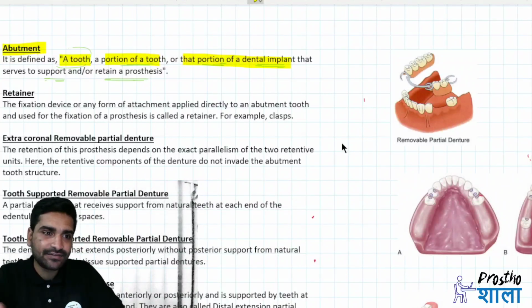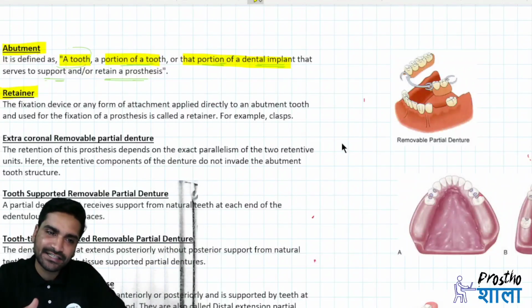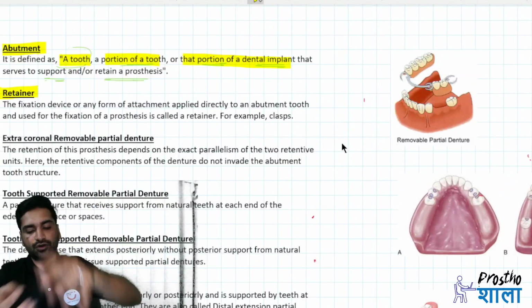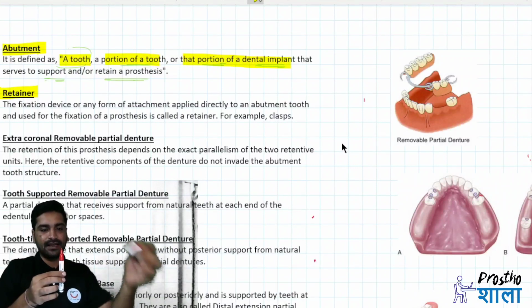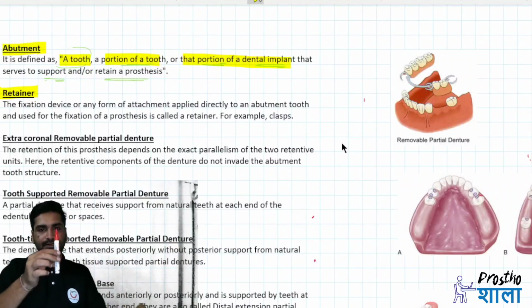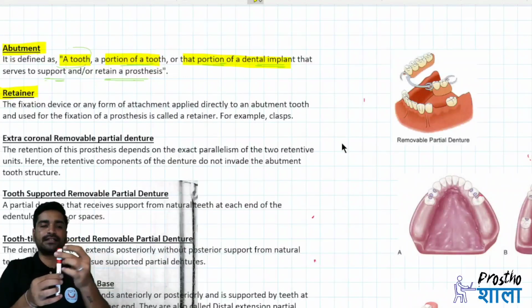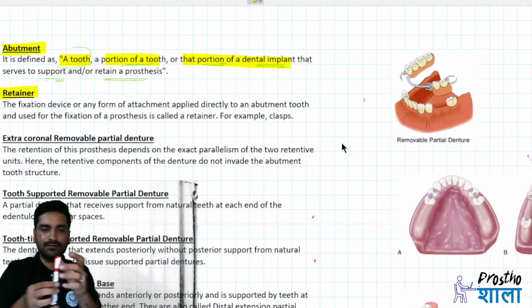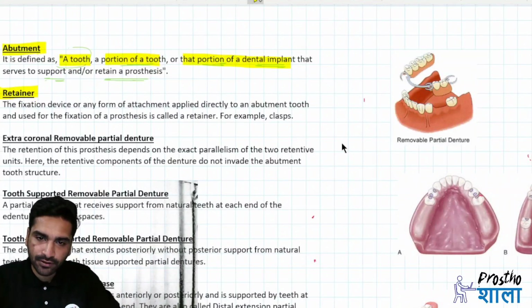Then next we have retainer. So retainer is again a fixation device. It is any form of attachment which you apply onto the abutment teeth. Suppose if this marker is an abutment tooth, I apply a cap, I put a crown on this tooth, so I am additionally applying a retainer on this abutment tooth. So that is where you can put your clasp assembly of the RPD.